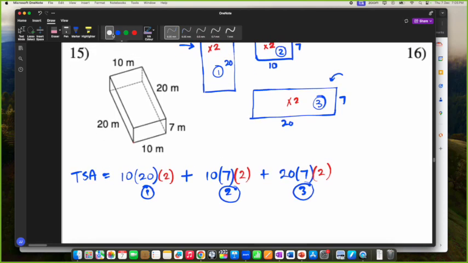So now what do we get? We get 10 times 20 times 2 is 400 here, plus 10 times 7 times 2 is 140 over here, plus 20 times 7 times 2 is 280 over here. And when I add those up together, I get 820 meters squared.